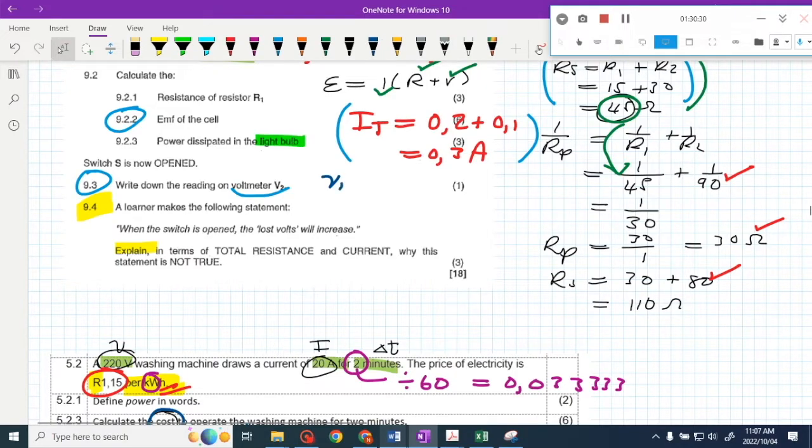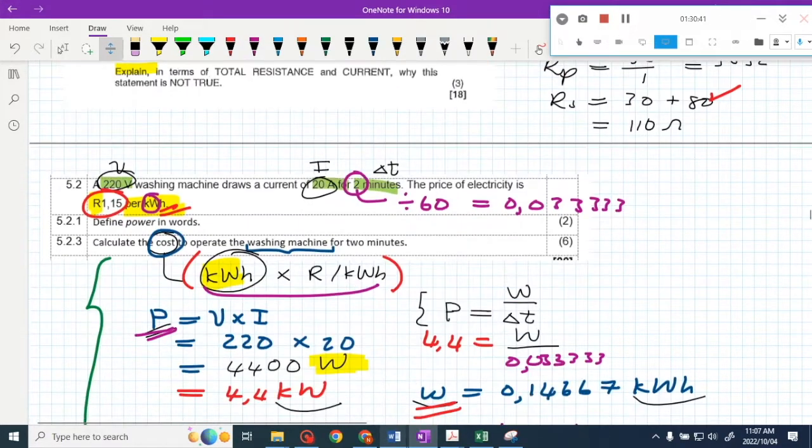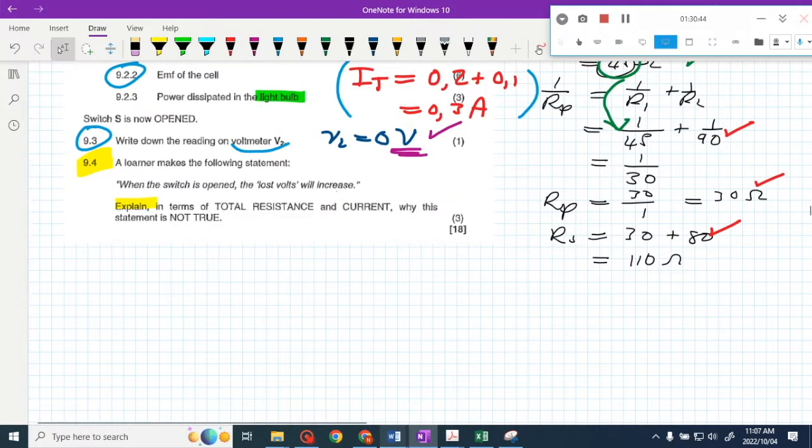V2 is going to be 0 volts. Remember, even if the answer is 0, include your unit. Sometimes they don't award a mark if the unit is not there. Question 9.4, they were very kind with because they gave you hints. They said explain in terms of total resistance and current. They don't need to do that.